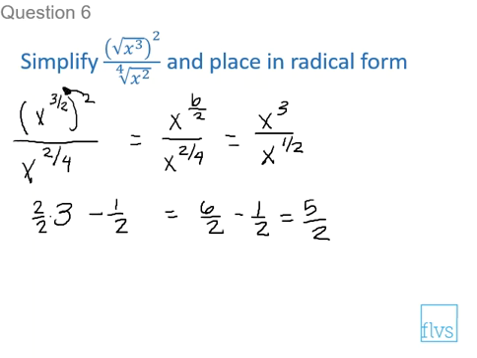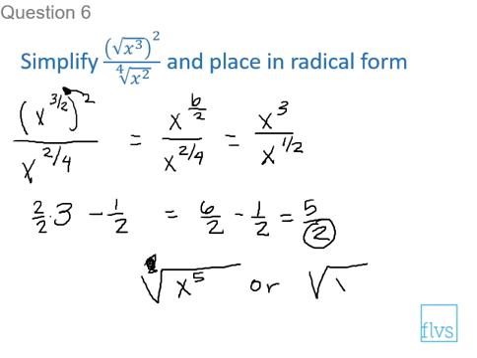Okay, and now we need to place that into radical form. The 2 is my index. If 2 is ever your index, you can put it there, or you don't have to. If it's written without an index, like it is here, it's assumed that it's a 2. So you can either have it with, or you could have it without.